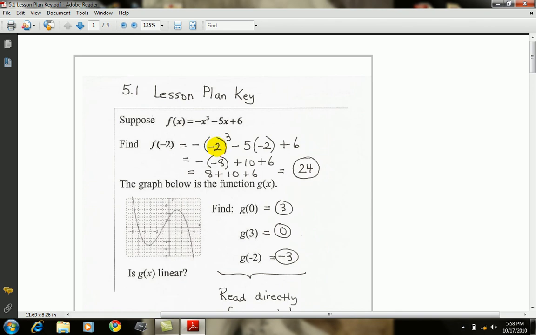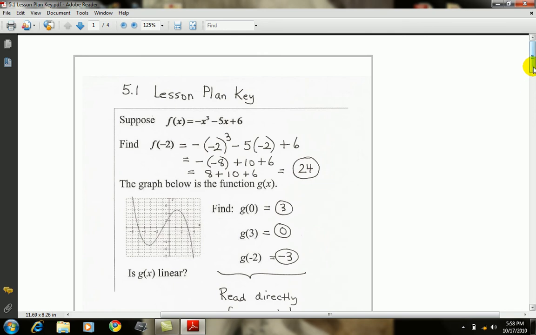So look what happens. Negative 2 quantity cubed becomes negative 8, but then the minus in front, the opposite of negative 8, becomes a positive. And then of course negative 5 times negative 2 is 10, plus 6, so when we add this all up we get 24. So the correct answer is 24. F of negative 2 is equal to 24. Okay, there's that problem. If I give you a polynomial function, you need to know how to plug into it, or how to evaluate it.